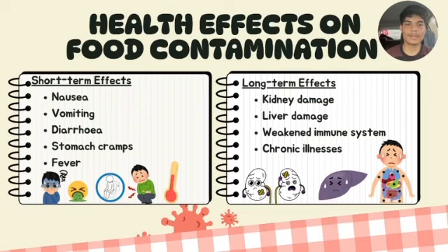Long-term exposure to contaminated food, especially food contaminated with harmful chemicals or toxins, can damage important organs such as the liver and kidneys. It may also weaken the immune system and increase the risk of chronic disease. Certain groups are more vulnerable to food contamination, including young children, older adults, pregnant women, and people with a weakened immune system. Therefore, extra care should be taken when preparing and handling food for these individuals.